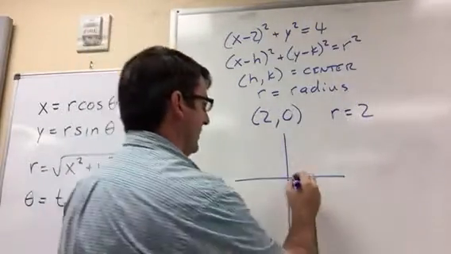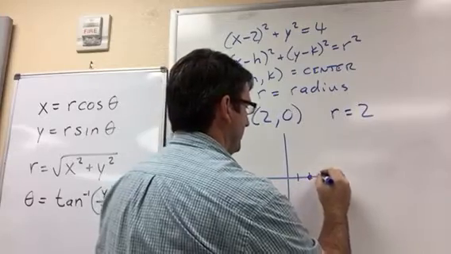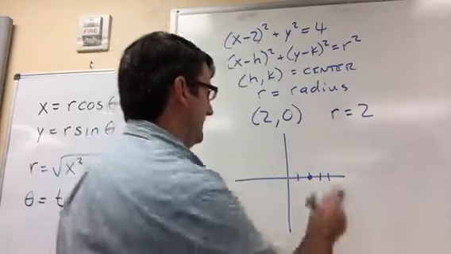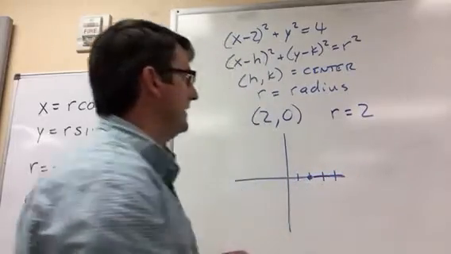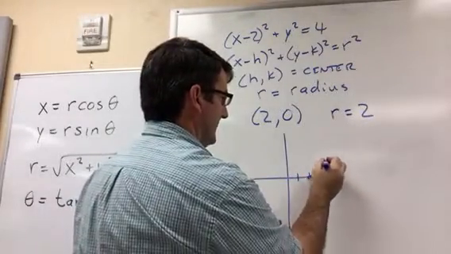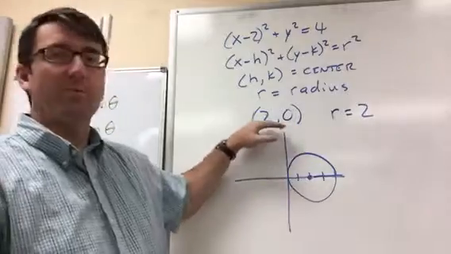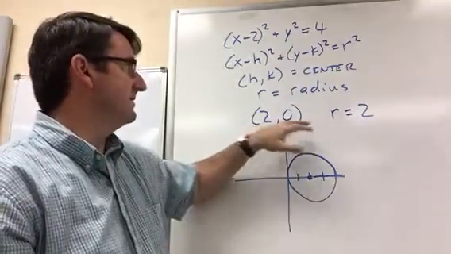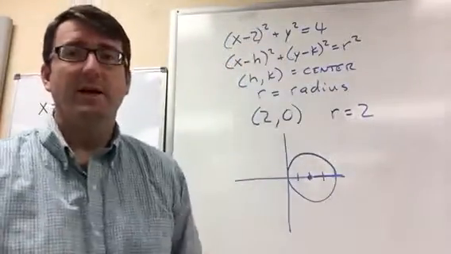So we just go to the point (2, 0), right there. And then we draw a circle with a radius of 2. So we'll come out to here and around to there. That's a circle with the center (2, 0) and the radius 2. So that is the graph of this equation.